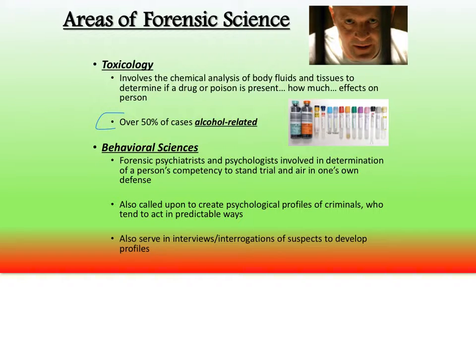And then the last one here is behavioral sciences. Here's Hannibal Lecter up here, if anybody likes The Silence of the Lambs. Forensic psychiatrists and psychologists help to determine a person's competency, also might help in interviewing suspects and create psychological profiles, so trying to understand a criminal better. In some cases, these are just everyday psychiatrists, who might work with the general public during the day, but then help in a forensic setting on the side, or they might really be forensic psychologists.